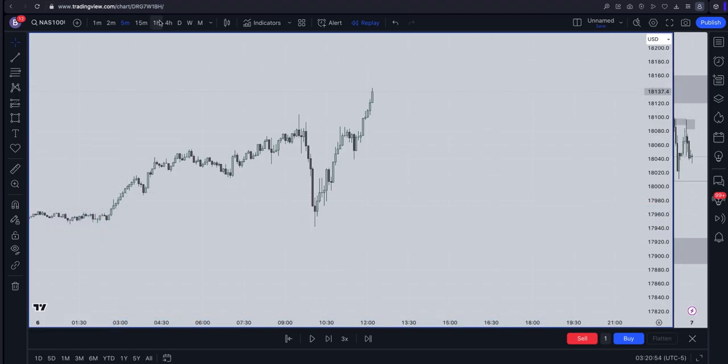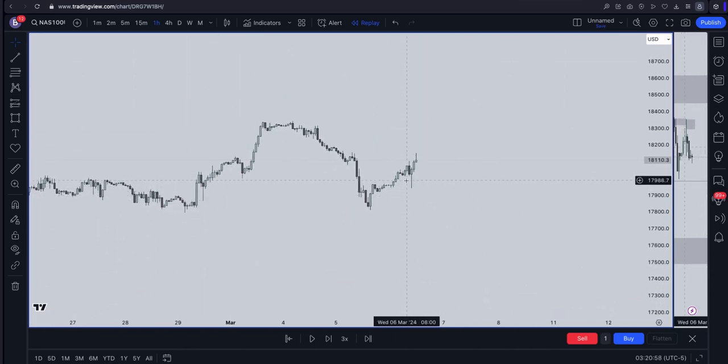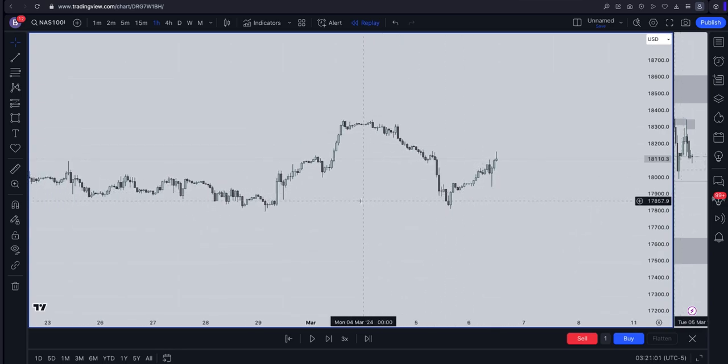Let's look for another 1 hour. Trust me, I didn't practice that. I didn't even try to backtest yesterday's trading yet.